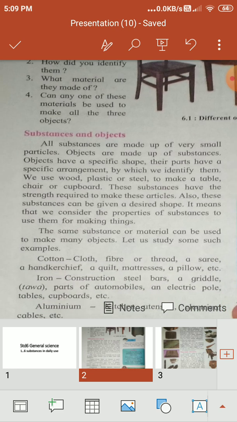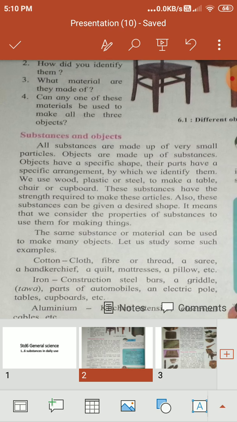Now, substances and objects. When we classify these substances and objects, all substances are made up of very small, minute particles. Such substances make the object. Each object has its own shape and specific arrangement. Suppose in your house there is a table, a chair; they have a specific shape and arrangement.